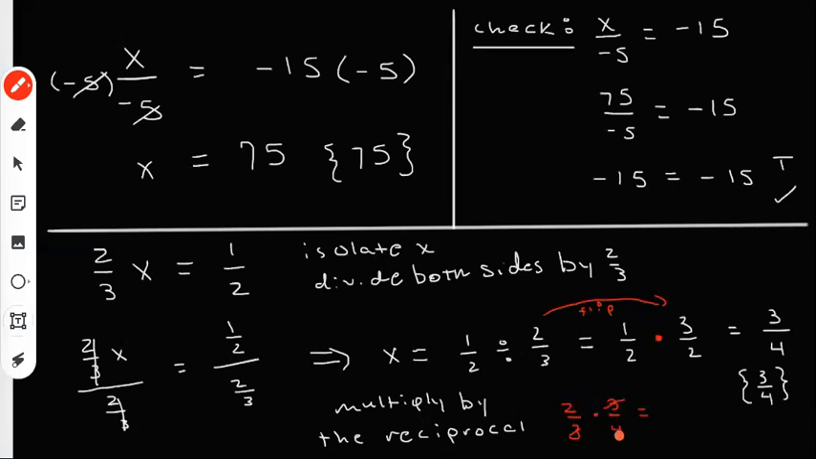And I get 2 over 4. Well, 2 over 4, isn't that the same thing as 1/2? Yes, it is. So I get that true statement. 2/3 times 3/4 is 1/2. Okay? So that is one of the ways we can solve an equation like that. And on the next slide, I'm going to do one more example like that, but I'm going to show you a little bit of a quicker way to get it done.